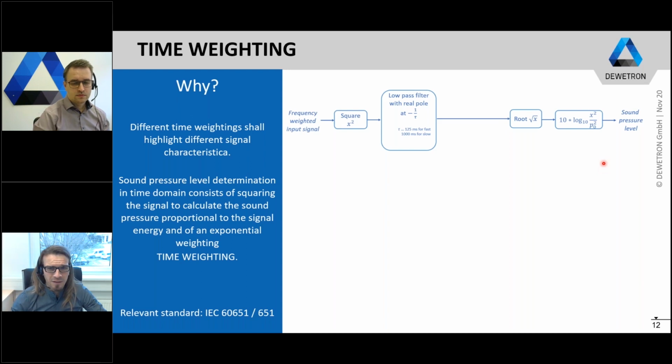In general, when you look at the signal processing path again, the sound pressure level determination consists of squaring the signal to have a reference and a relation to the signal energy, and additionally of an exponential weighting. This is the so-called time weighting. And the exponential weighting could, for example, in the signal processing domain be realized with a low-pass filter with a real pole at -1 divided by tau. And the tau is exactly the time weighting constant.